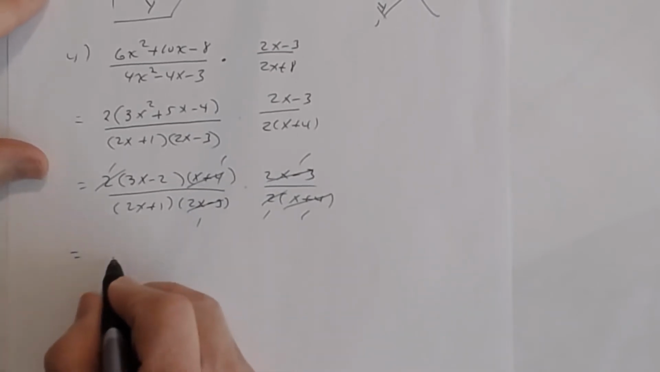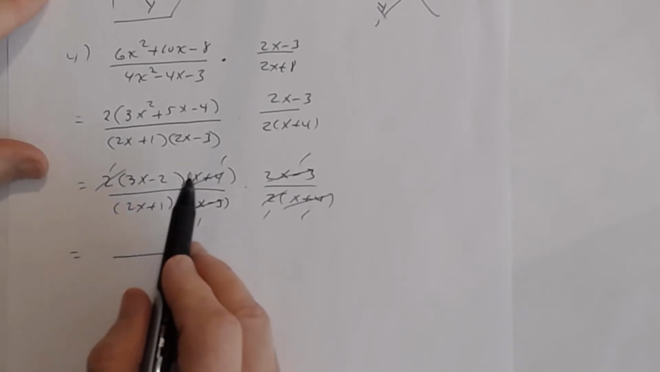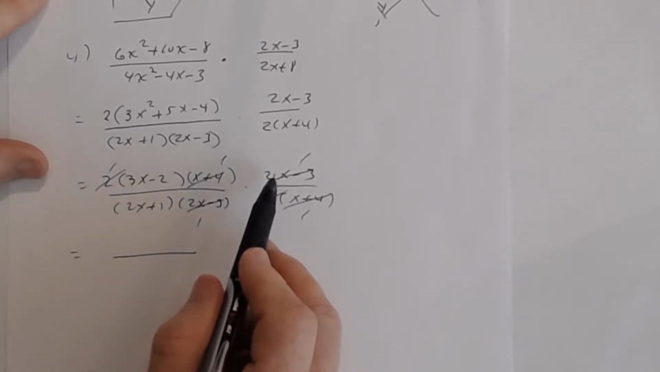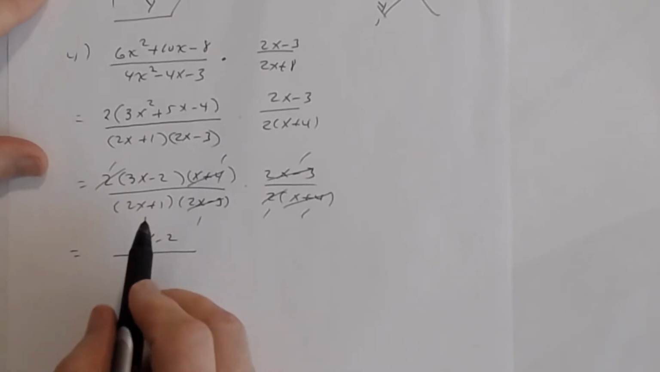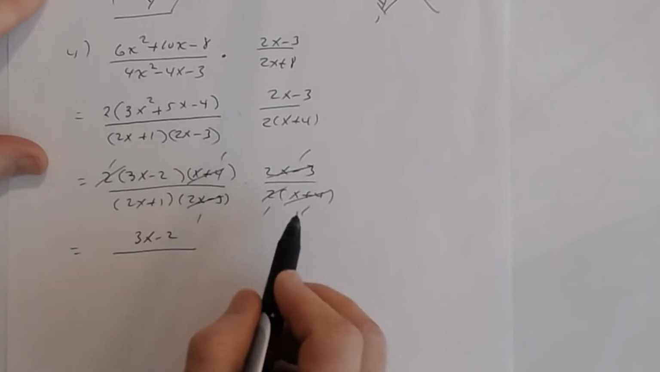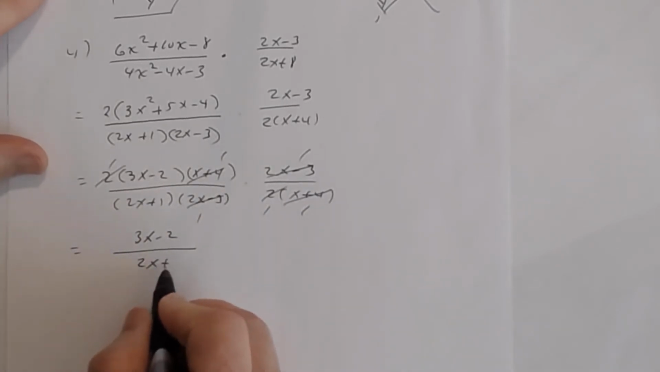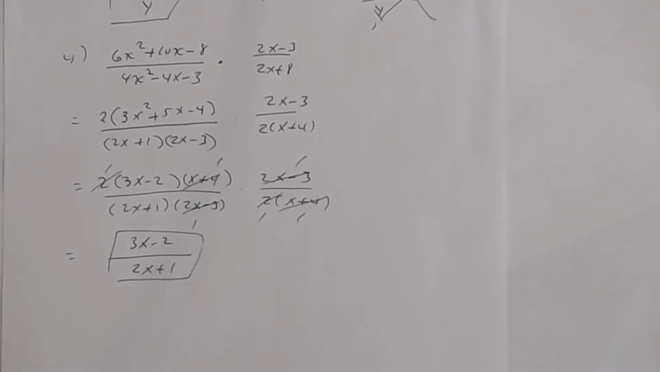So now you're going to write your answer as one rational expression. So it's 1 times 3x minus 2 times 1, which is 3x minus 2. The denominator, 2x plus 1 times 1 times 1 times 1 is 2x plus 1. So that's the answer for that one. So that's number 4.